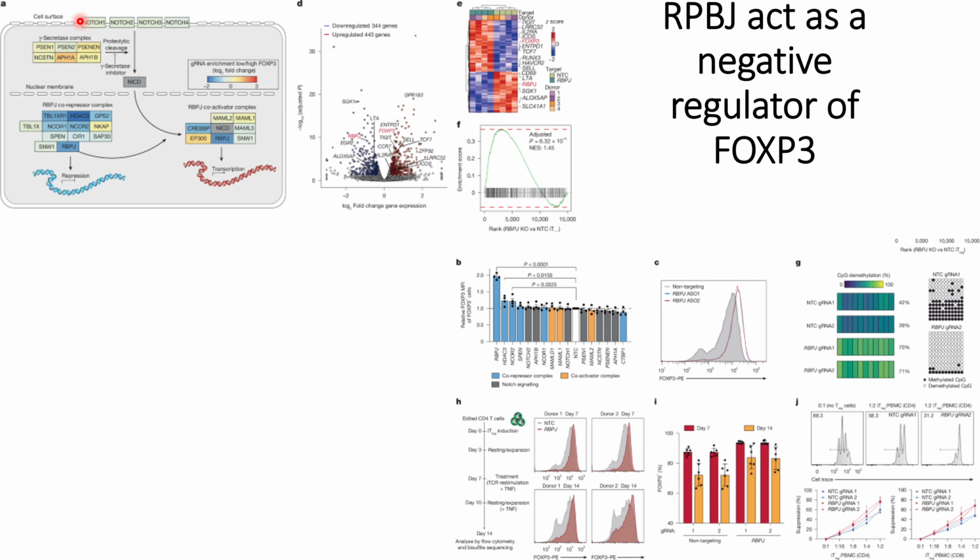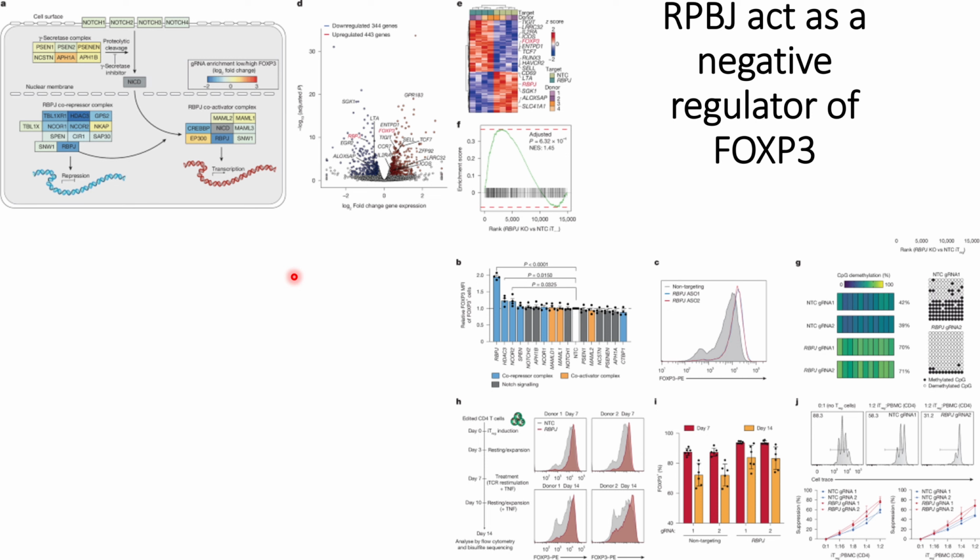get activated, this notch signaling pathway will form this NICD, and it will form a co-activator complex with RBPJ, and that will lead to transcription in a way that will suppress FOXP3 expression. And when the notch signaling pathway is not activated, then RBPJ forms a co-repressor complex, and it will act as a repression, and it will lead to the overexpression of FOXP3.